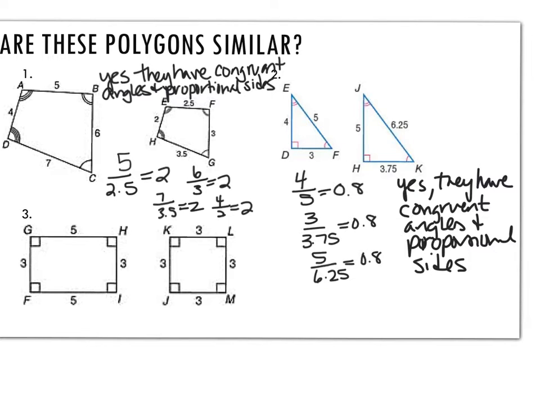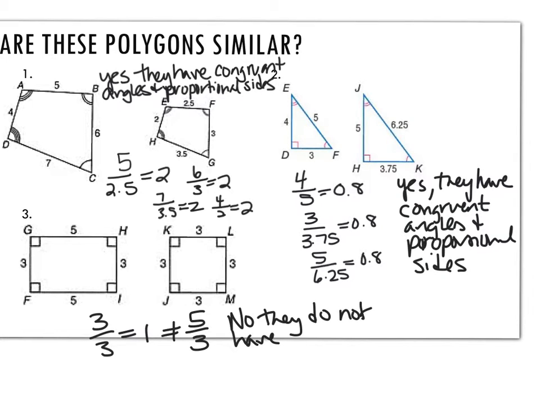Now, if we are looking at number 3, visually, I would look at those angles, and those are definitely congruent to each other. They're all 90 degrees. And then I would notice, okay, well, these guys are both 3s. So that would be, if I were to divide it, 3 divided by 3, which is just 1. And then my other one is 5 divided by 3, which is definitely not 1. So no, they are not similar, because they don't have proportional sides.